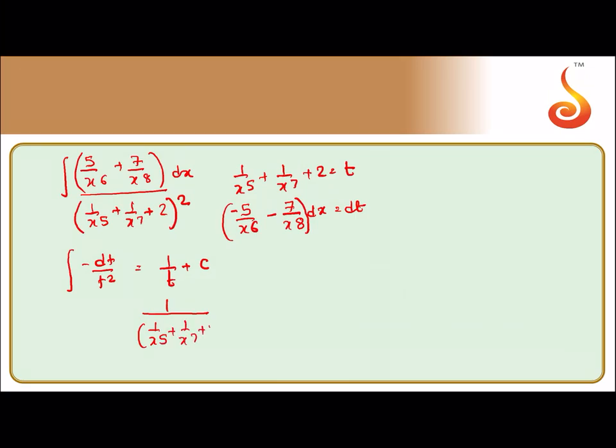1 by t plus c. But what is t? t is nothing but 1 by x to the power 5 plus 1 by x to the power 7 plus 2, plus c. You can simplify. If you simplify, this integral becomes x to the power 7 by 2x to the power 7 plus x square plus 1, plus c.